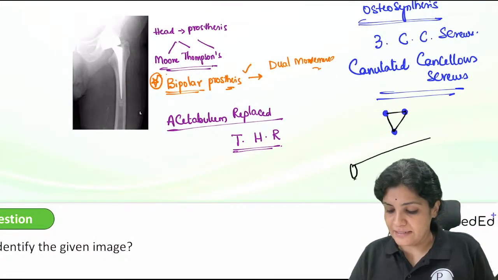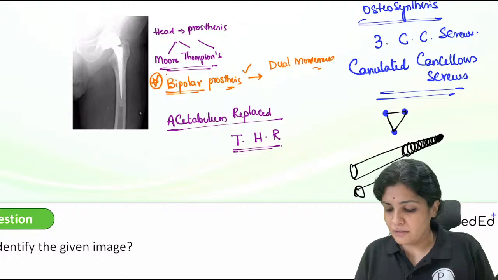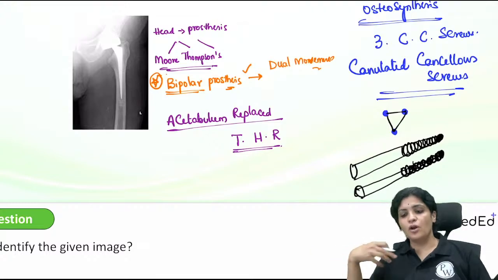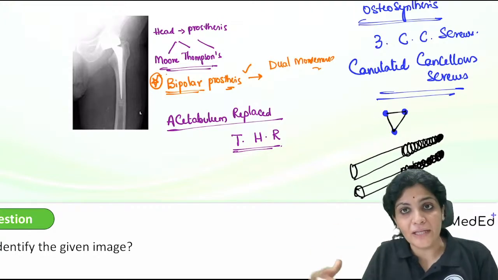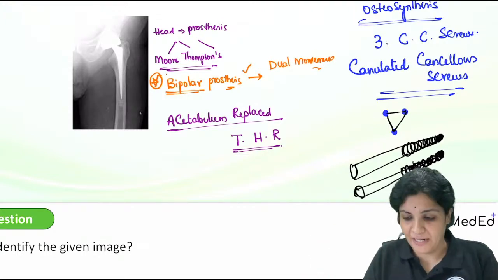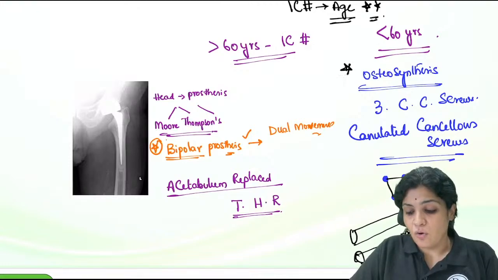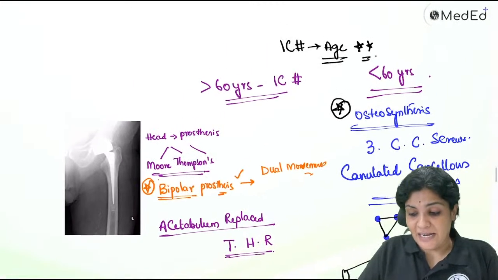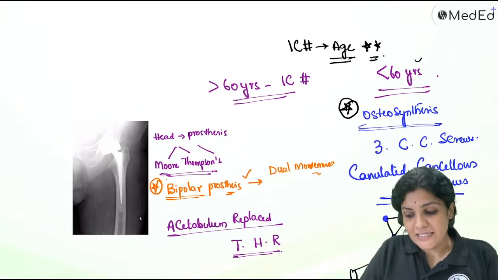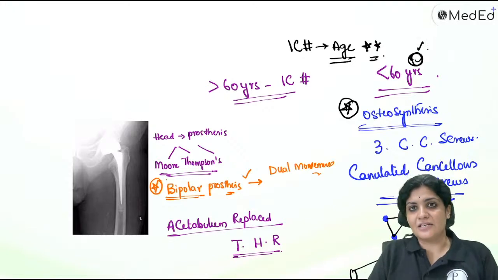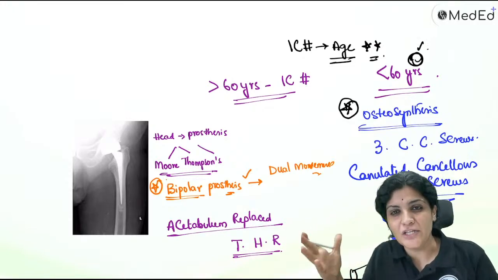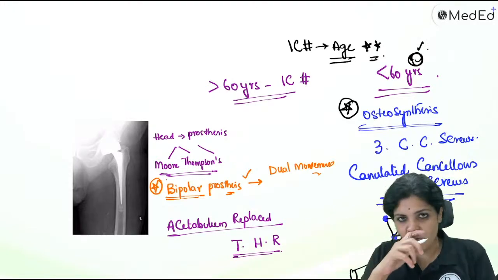So these are like this. There are threads like this, and so we put them. Now the head will heal. That is called osteosynthesis. So we are promoting the formation of the bone in the femoral head. That is why this is called osteosynthesis. Whenever there is an IC fracture and the patient is less than 60 years, or usually in the middle age, that is 20 to 40 years, we go for this osteosynthesis.